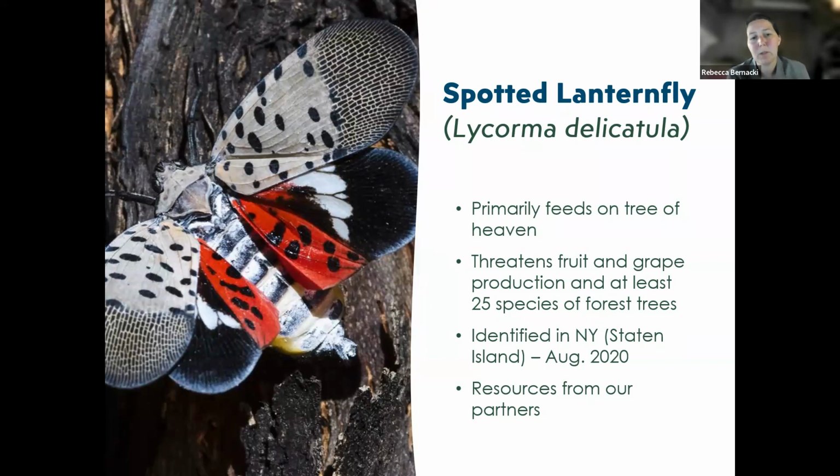Spotted lanternfly was first found in New York in 2020 in Staten Island and has been pretty quickly spreading throughout the state. There are a lot of resources available from our partners as well as on our website if you want to learn more about spotted lanternfly.